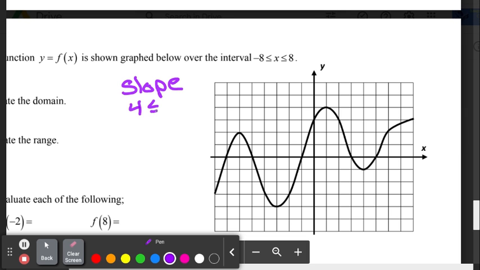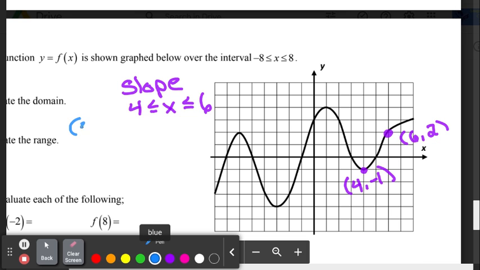So the problem said this. So we're going to look when x is 4. I think we have the point (4, -1). And when x is 6, we have (6, 0.62). So to find the slope, I'm going to rewrite my points.